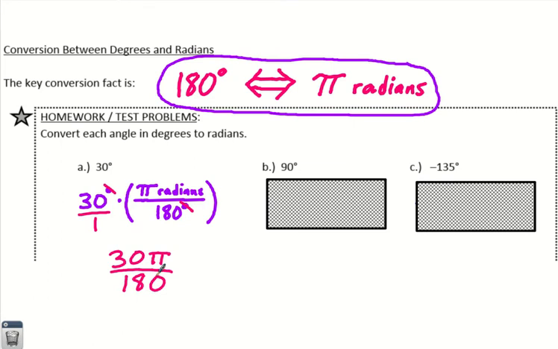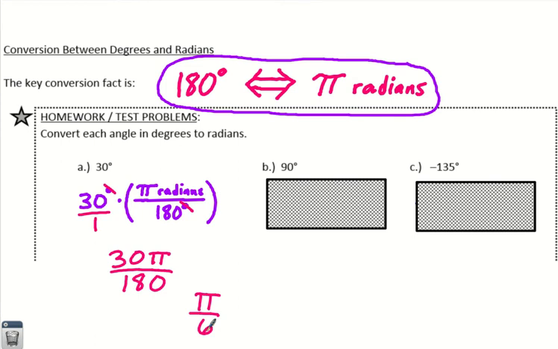No, because it can reduce. So 30 over 180 reduces to 1 over 6. So 1 pi over 6, or just pi over 6 would be my final answer. Like, I could approximate that.